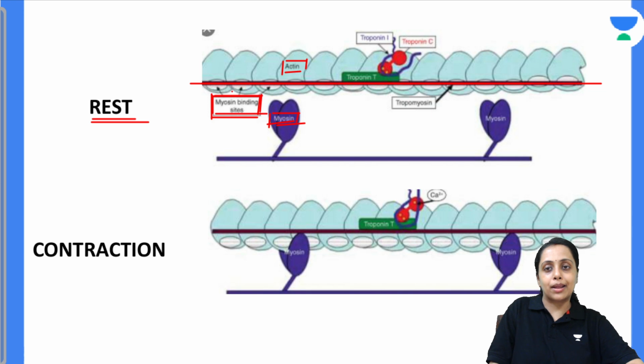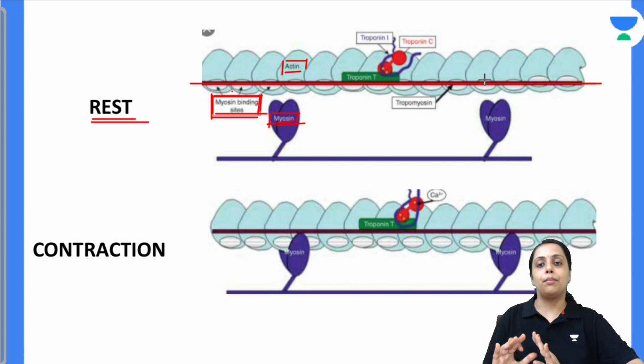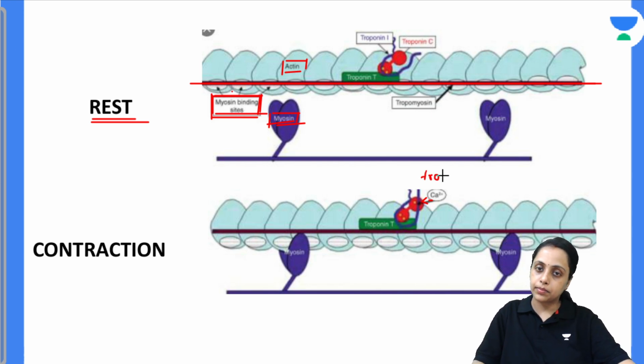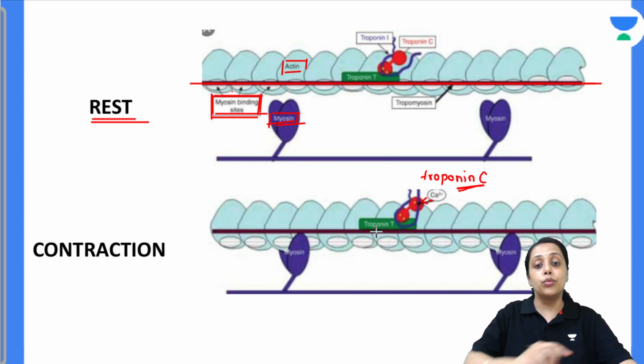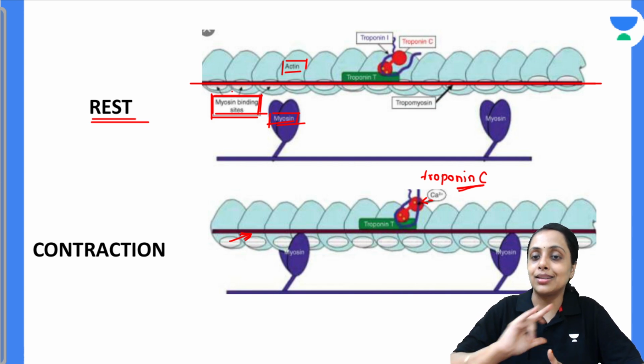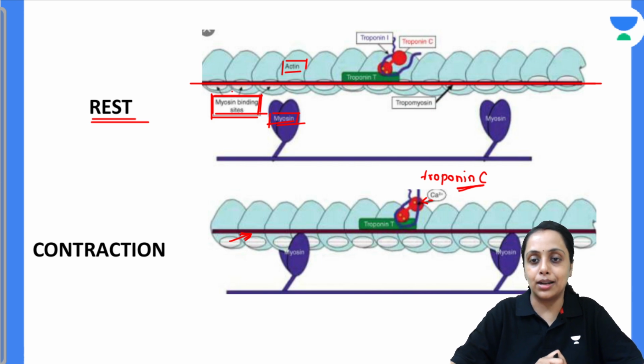But actually in the diagram, what we see is that this tropomyosin is covering our myosin binding site, not the troponin. Okay. And during contraction, what will happen? Calcium will come and bind with troponin C, and the whole troponin-tropomyosin complex will move away from the myosin binding site. So we are seeing this myosin binding site get exposed, and that leads to actin-myosin interaction, and that leads to muscular contraction. Is this clear, everybody? What is the role of tropomyosin? Tropomyosin in the resting condition covers this myosin binding site.